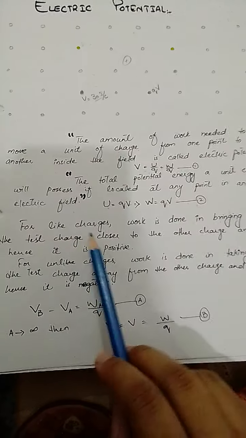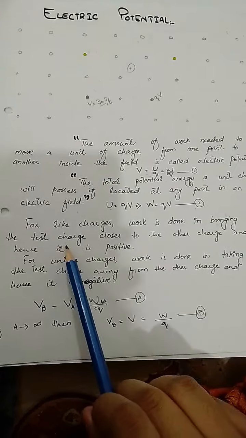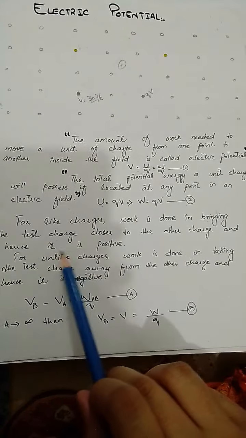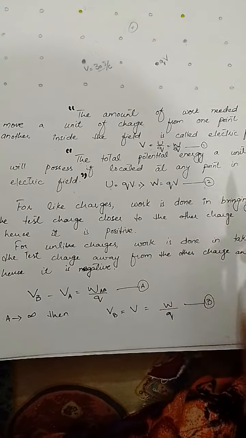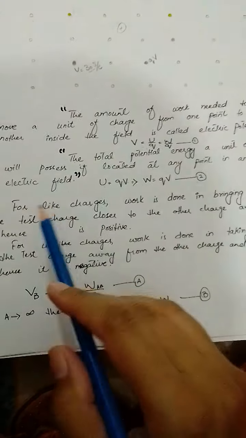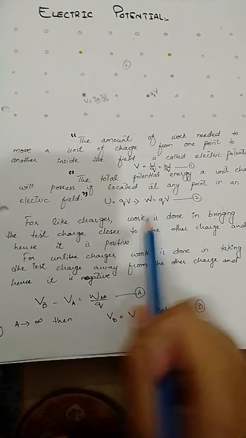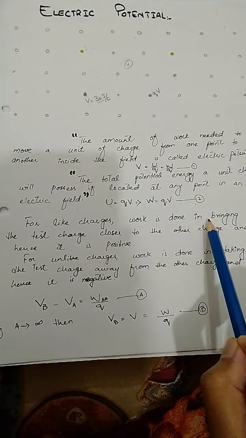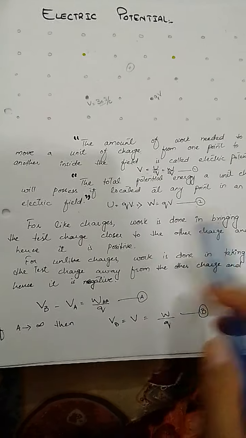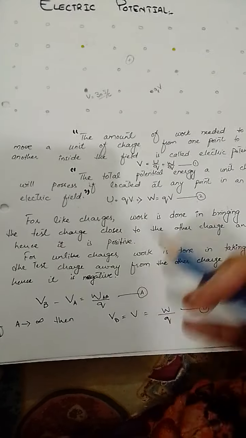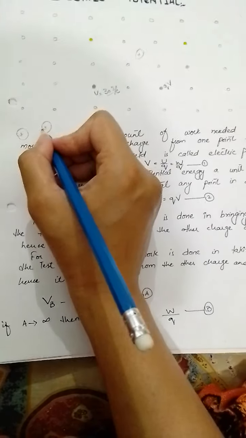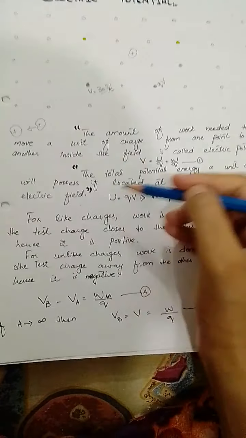Now, for like charges, work is done in bringing this test charge closer to the other charge, and hence it's positive. So work can be positive or negative or zero. Obviously work is zero if we just don't move the charge, and work is positive if work is done in bringing the test charge closer to the other charge. Okay, so for like charges the work is positive, because suppose we have a positive charge over here and we have a positive charge over here. If we want to bring it closer to this charge, that work done is positive.